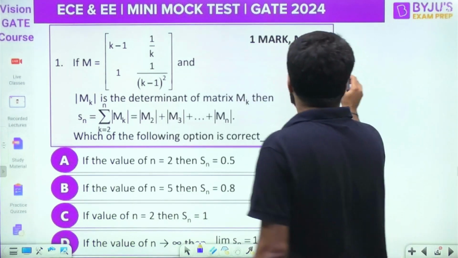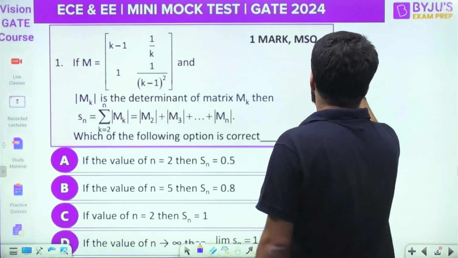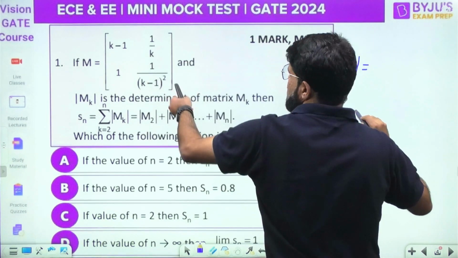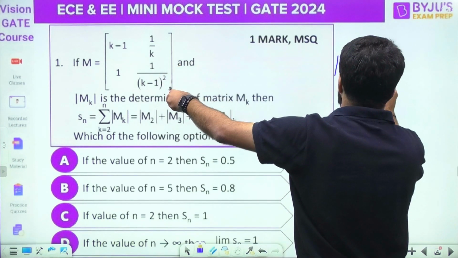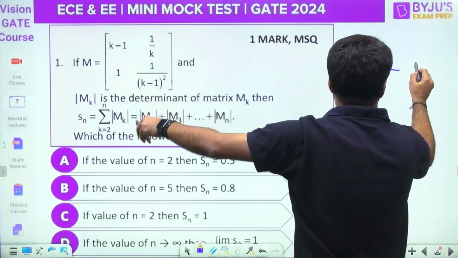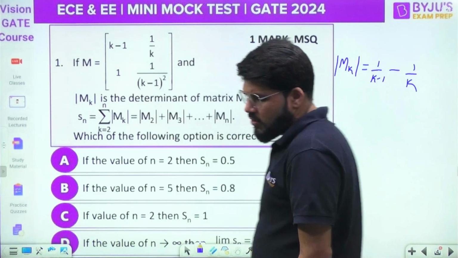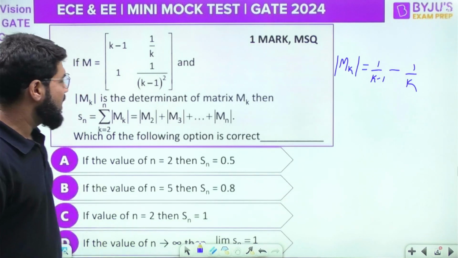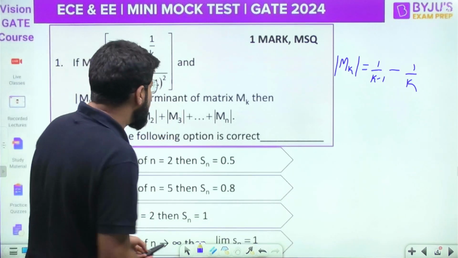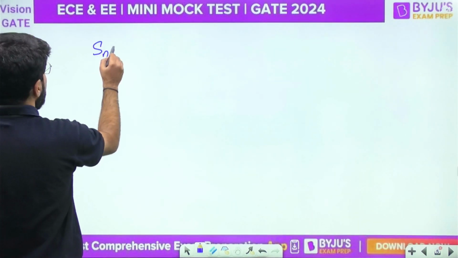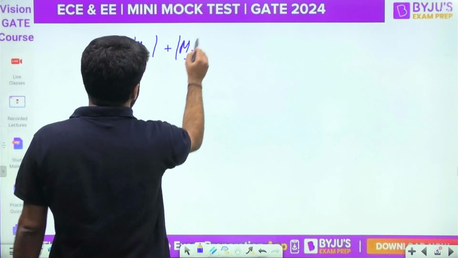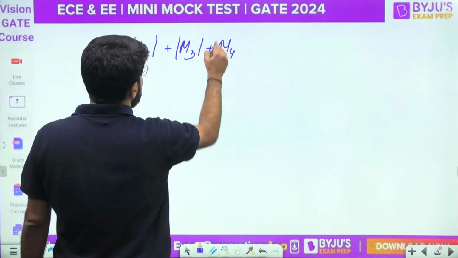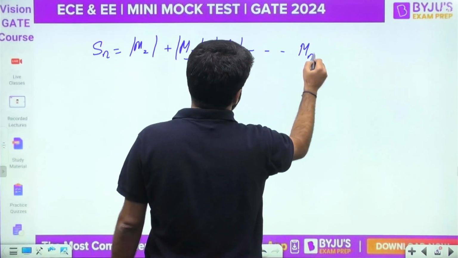First of all, what is mod M_k? By cross multiplication, it is k into 1 upon k minus 1, minus 1 by k, which is simple now. That is the value of mod M_k. Now let us complete the summation. What is going to be the value of the summation? The summation is modulus of M_2 plus modulus of M_3 plus modulus of M_4, etc., up to the last term, modulus of M_n.